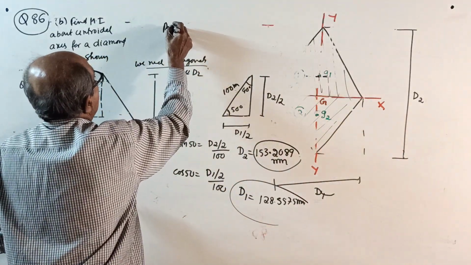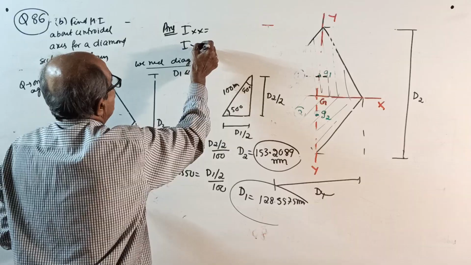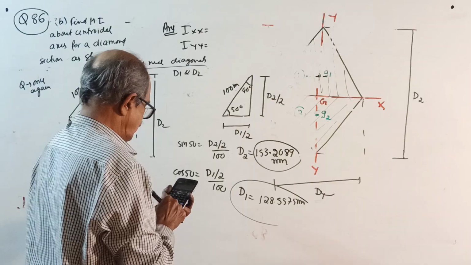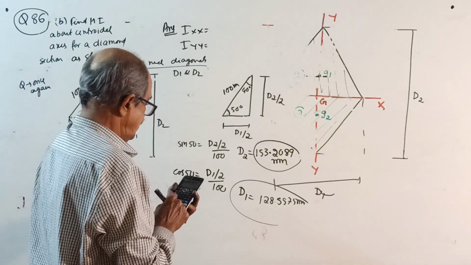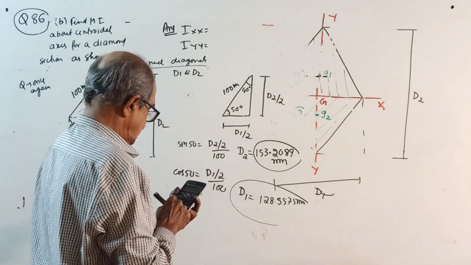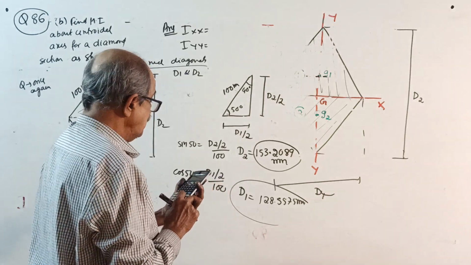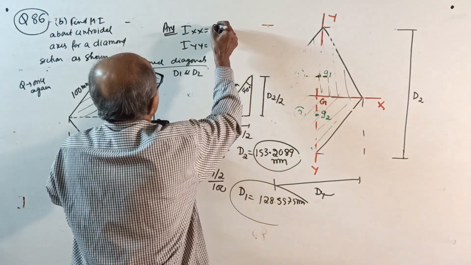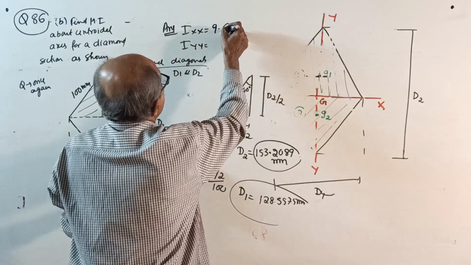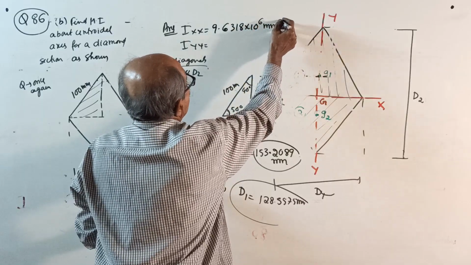I'll write the answer here. The answer is IXX and IYY. IXX equals D1, 128.5575 into 153.2089 cube divided by 48. You should not just use the formula blindly. You should solve systematically, and lastly check with the formula. It comes to 9.6318 times 10 to the power 6 millimeter power 4.